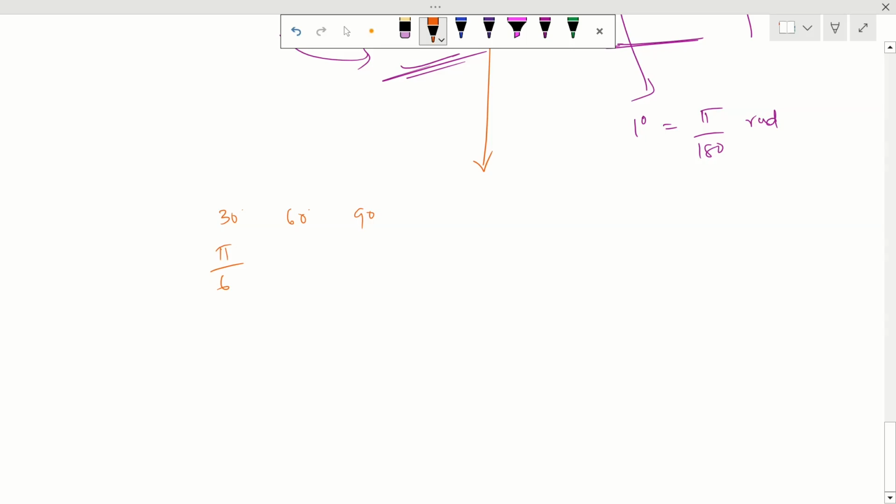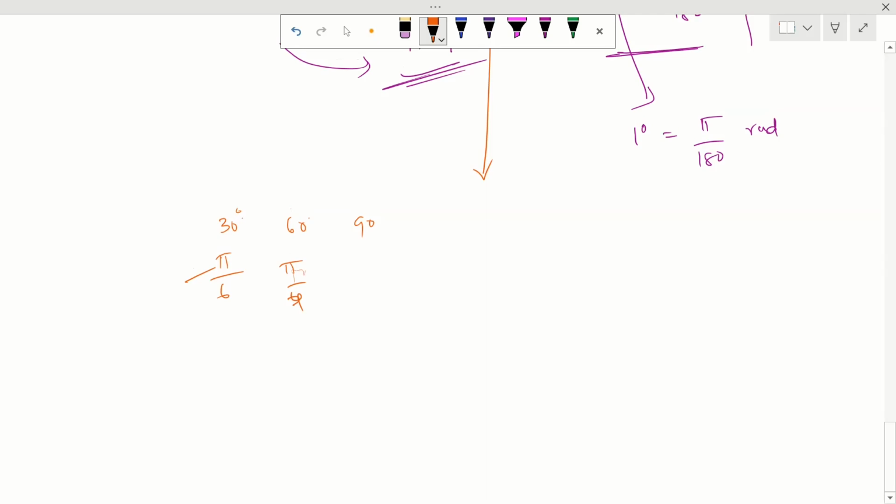Okay, then we'll get 30 degrees. Yes, pi by 6 is 30 degrees, pi by 6 radian, and 60 degrees what? You do 180 by 3, we'll get pi by 3 here. We'll get pi by 3. 180 divided by pi by 3 you do, 60 degrees will get. Okay, and here pi by 2.